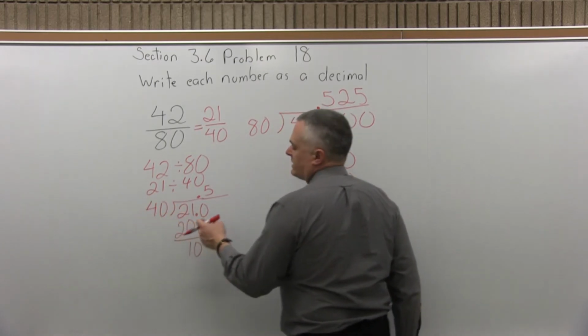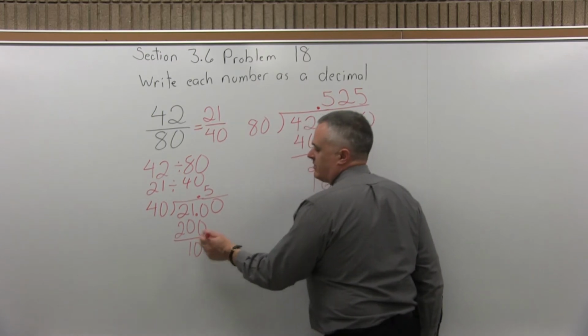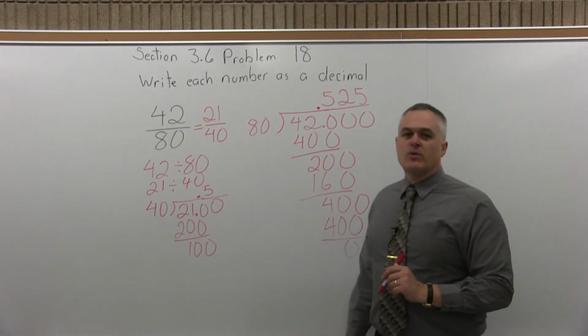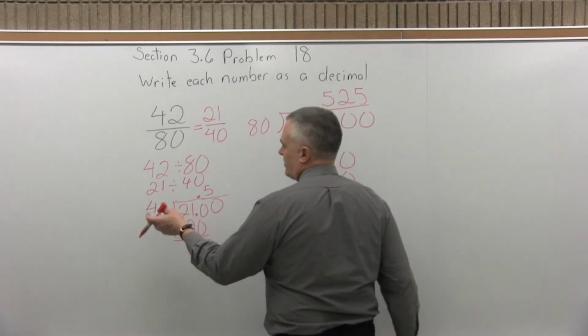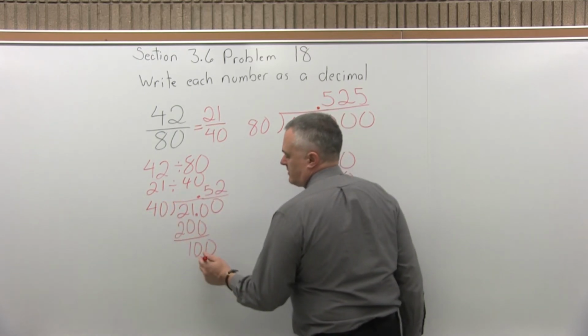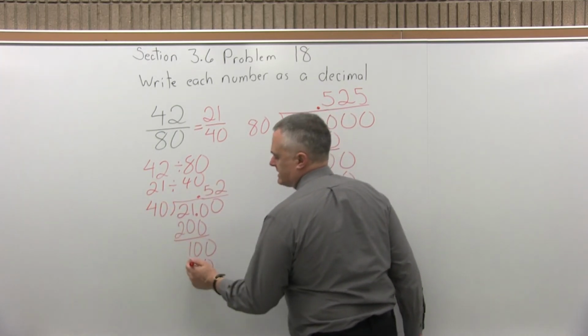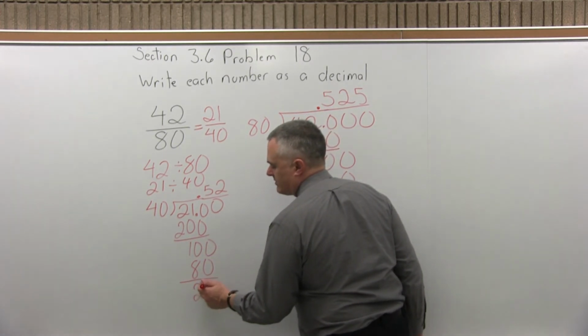It didn't go in evenly, so what I have to do is put another 0 into the division symbol, bring it straight down, becomes a 100. 40 will go into 100 twice. 2 40s is 80. 3 would be 120, so that'd be too big. So it goes in twice. 2 times 0 is 0. 2 times 4 is 8. That's good. 100 minus 80 is 20.